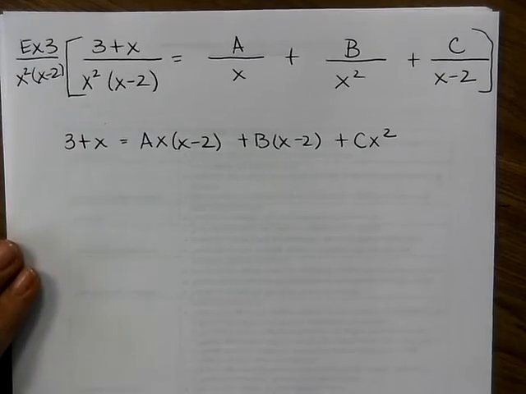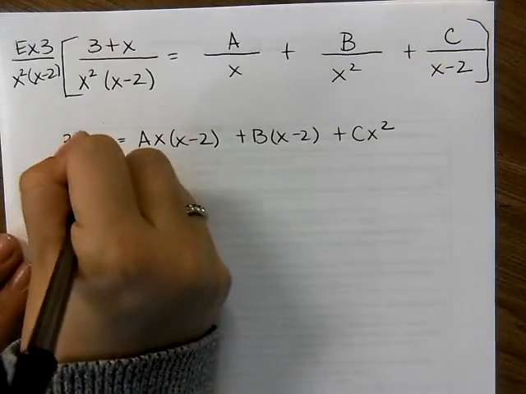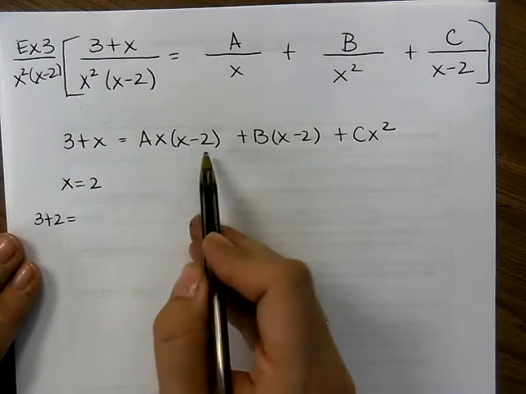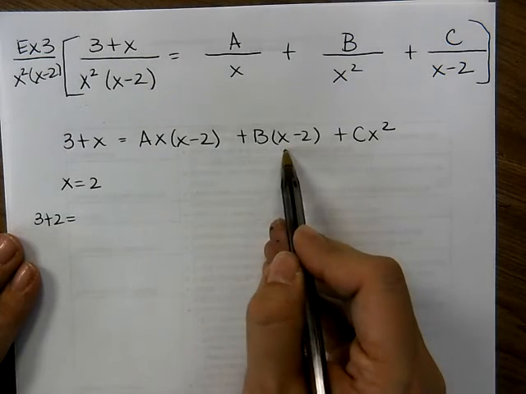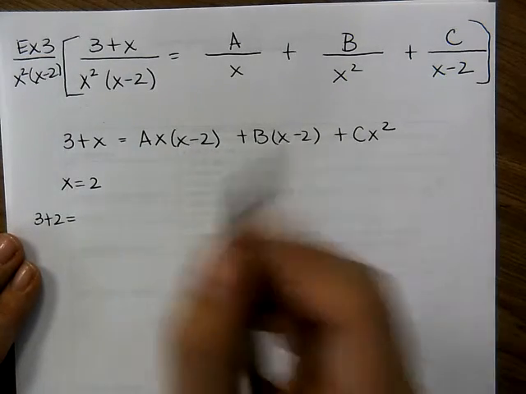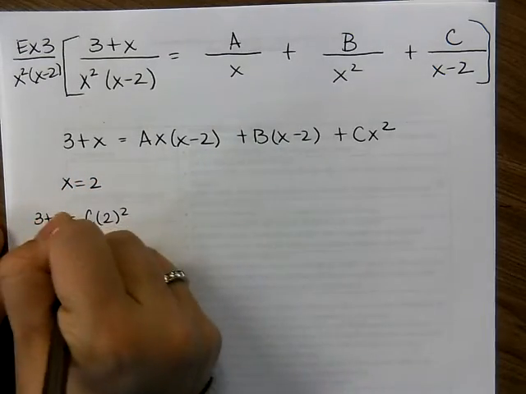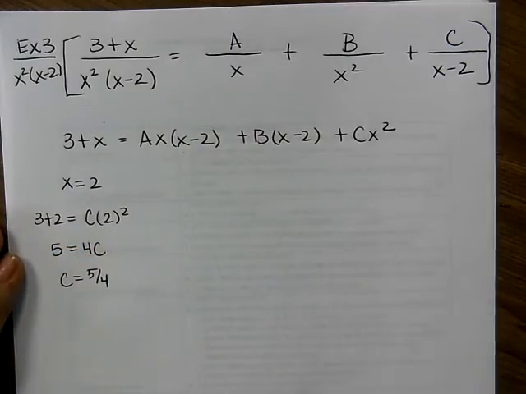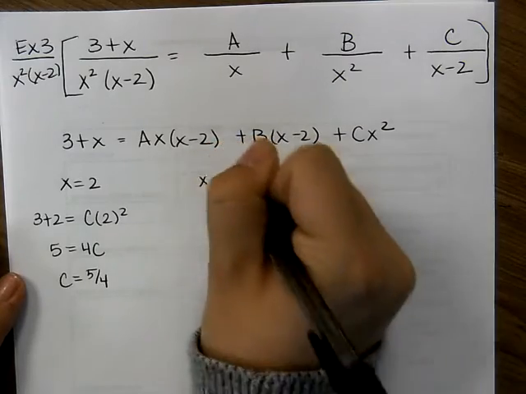Okay, what'd you choose? 2? Okay, so if I choose a 2, then I get 3 plus 2 equals, I'm just going to save some time and plug in the 2 in my head. So if I plug in the 2 here, this cancels. If I plug in the 2 here, this cancels. And I get C times 2 squared. So 5 equals 4C, so therefore C equals 5/4. Everybody get 5/4 for C?